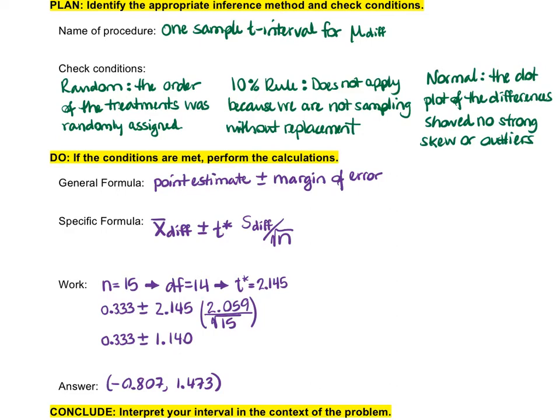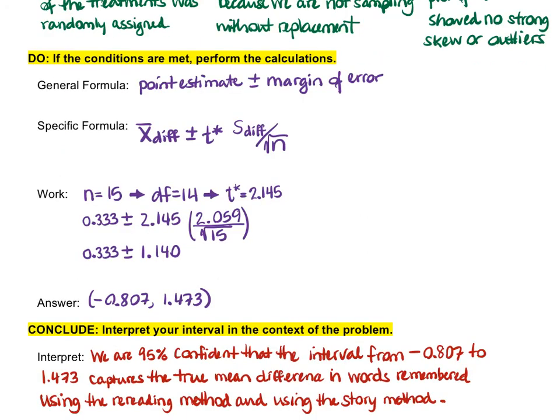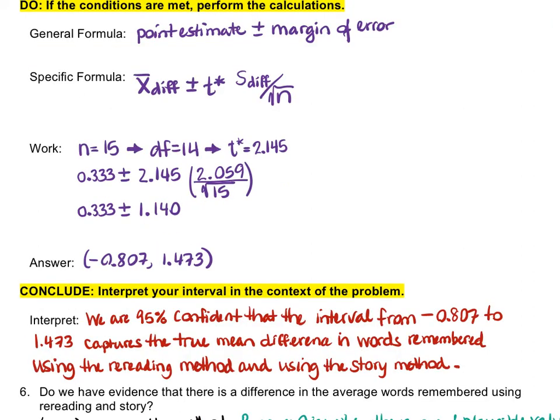So the next step is conclude. We are 95% confident that the interval from negative 0.807 to 1.473 captures the true mean difference in words remembered using the rereading method and using the story method. Just a reminder that every time we do this, we need to make sure that we do it in context. And you knew this next part was coming.